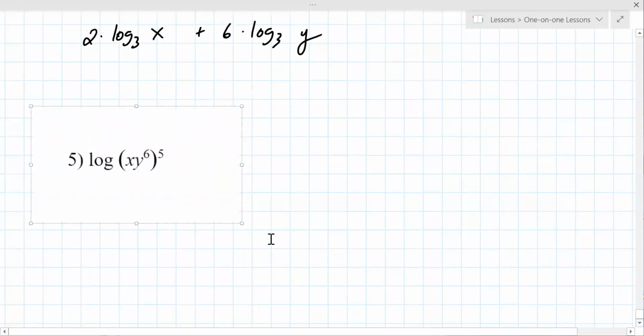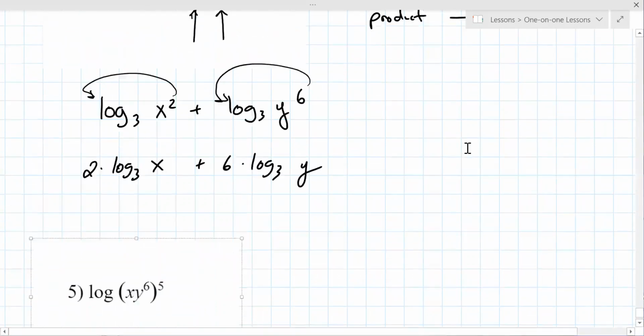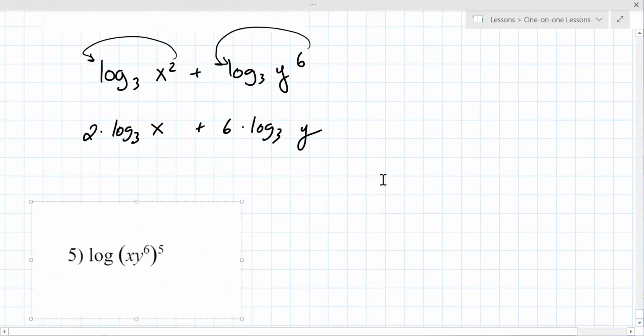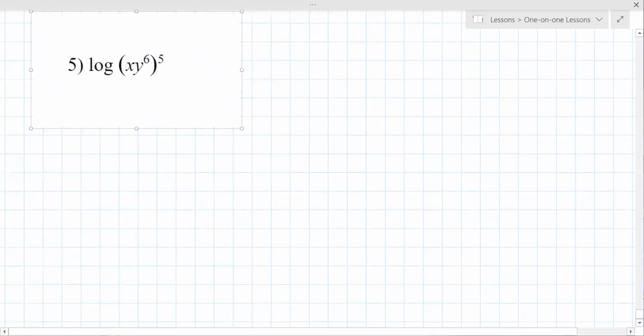Once you've applied the product to sum and then dealt with the exponents, you're usually done. Perfect. Okay, so which problem do you want to go to?